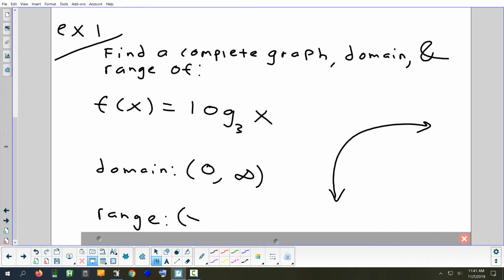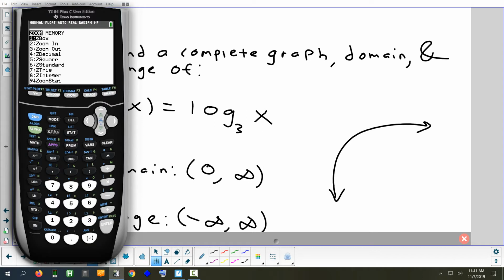Yep. How did you just zoom in? Just by putting the cursor over it? I did zoom 2. And then I hit enter near where I wanted to zoom in. So why is it 0 to infinity? For the domain? Yeah. Because if we look at it, it goes to the right forever, so that's infinity. But it doesn't go to the left forever. Oh, okay. Remember, you cannot take the log of a negative. If you try to take the log of a negative, it's imaginary. If you try to take the log of 0, it's a domain error. You can't take the log of 0.